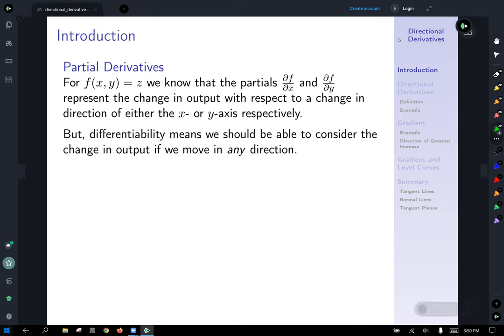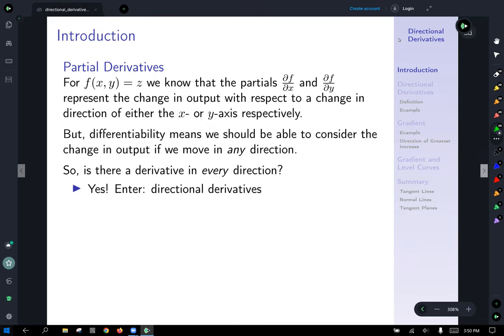Differentiability means that we should be able to consider the change in output if we move in any direction. Remember, think back to when we first started talking about partial derivatives. We said, that's great, but if I'm standing on a surface and I want to walk around in directions of increase and decrease, I don't want to be limited to walking in directions parallel to the x and y axes, but rather any direction from the point I'm standing at. So enter directional derivatives. Is there a derivative in every direction?